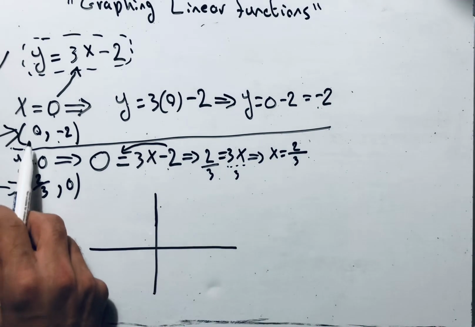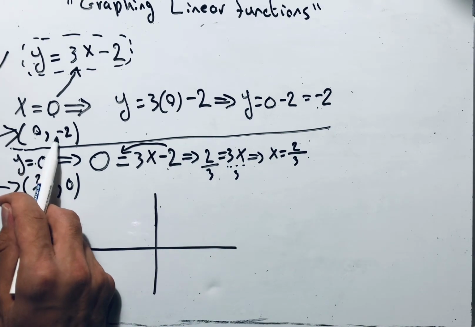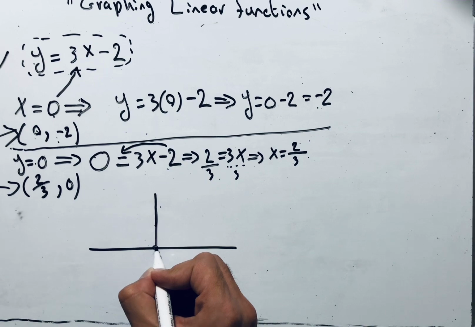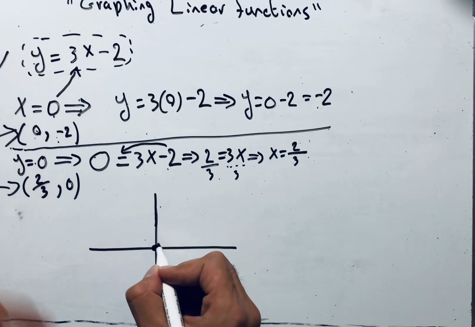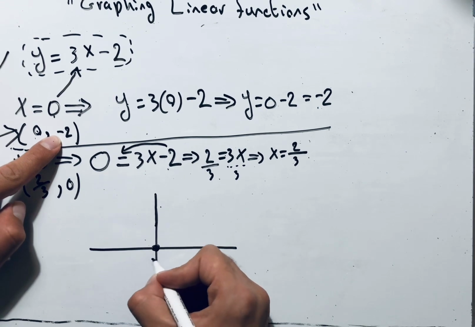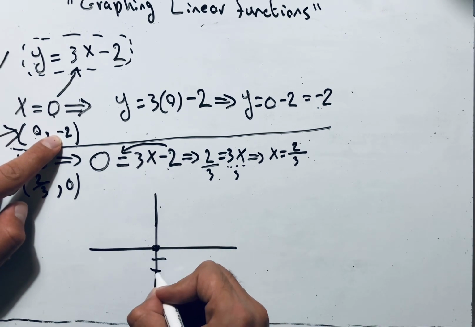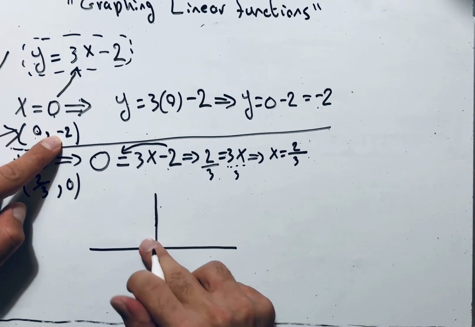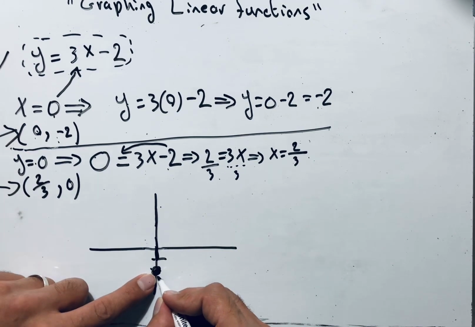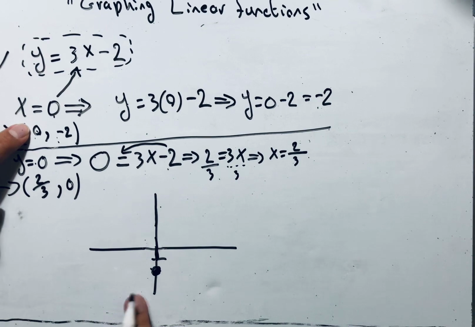Okay. So first one, it's 0 and negative 2. So 0 means we're not going to be moving to the right or left. We're going to be staying here. And then the vertical part of this, we're going to be moving 2 steps down because y is negative 2. So this is a point. Okay, let me remove this quickly. So this is that point.